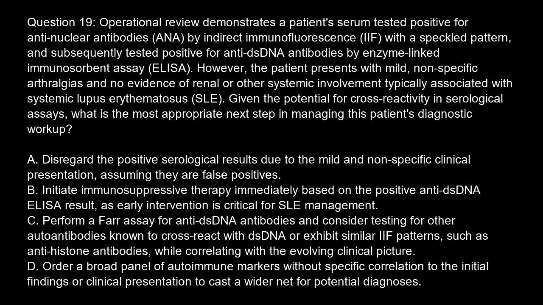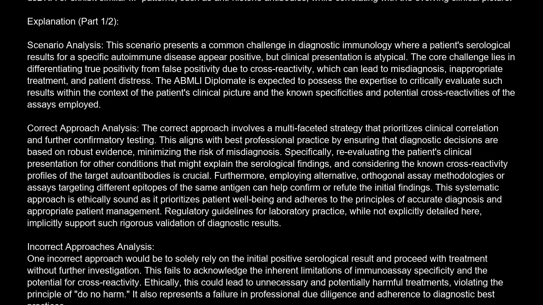Option C. Perform a FAR assay for anti-dsDNA antibodies, and consider testing for other autoantibodies known to cross-react with dsDNA or exhibit similar IIF patterns, such as antihistone antibodies, while correlating with the evolving clinical picture. Option D. Order a broad panel of autoimmune markers without specific correlation to the initial findings or clinical presentation to cast a wider net for potential diagnoses. The correct answer is C.